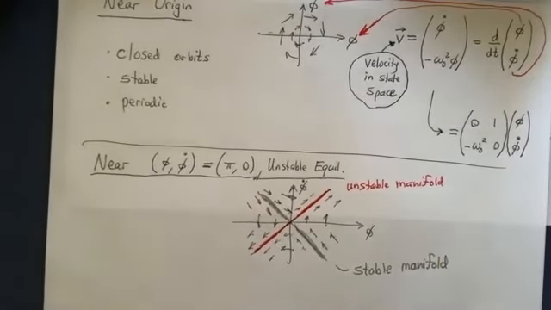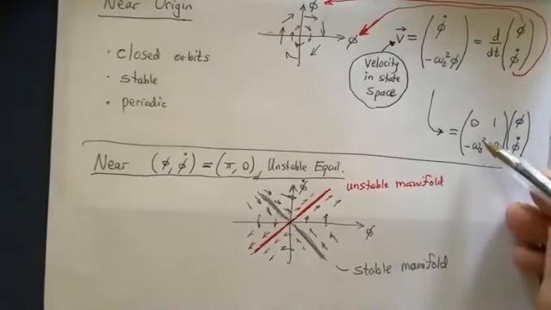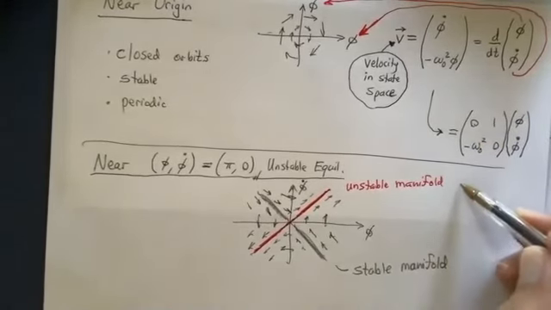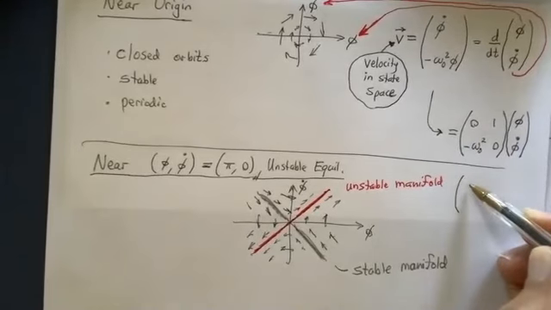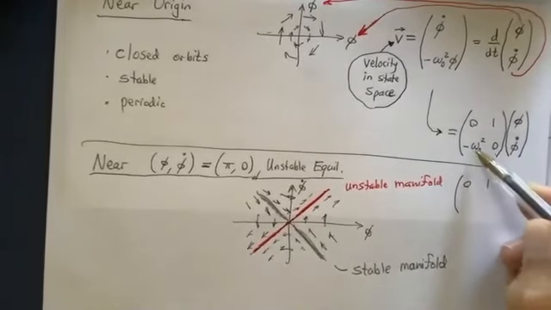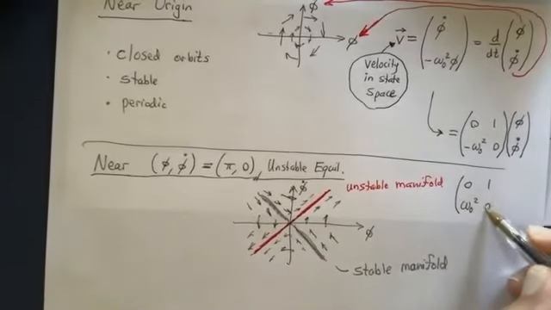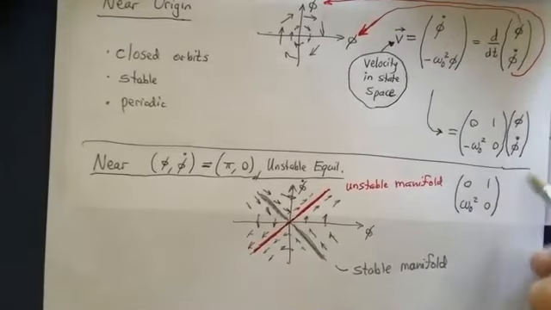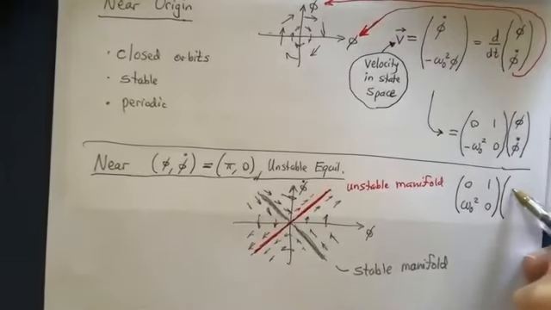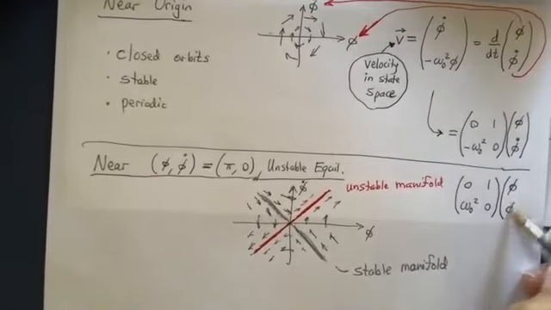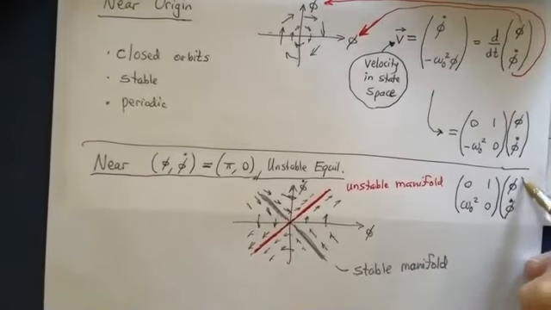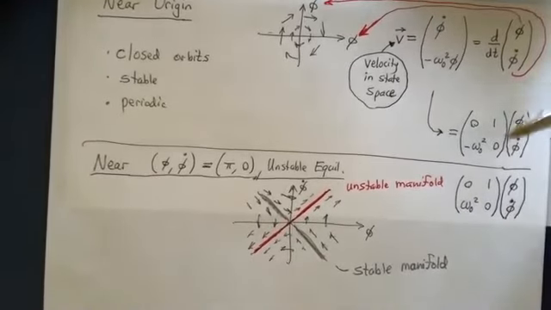The vector field, again, we have a very similar story. This matrix is now looking like this. We have a 0, 1. And we have a sign reversal here. This minus omega naught squared is now plus omega naught squared, 0. So that's the only difference. The structure is the same: phi dot, right? We have a vector field.